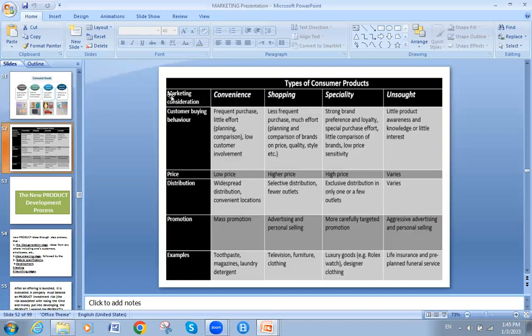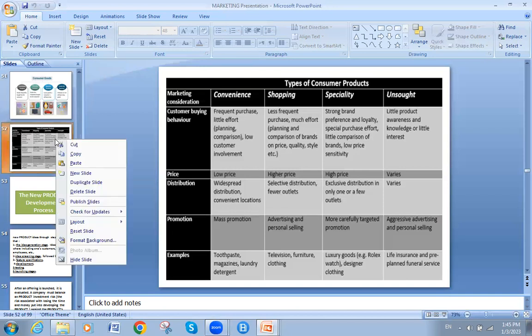Here you see the examples. Convenience goods are toothpaste, magazines, and laundry detergents. Shopping examples are televisions, furniture, and clothing. Specialty goods are luxurious goods, like the Rolex watch, designer clothing, or a Rolls-Royce car. Unsought goods are like life insurance and pre-planned funeral service. When you pay for your funeral in advance, God save you, long live, we call this unsought, which means that you don't like it, but you are forced to do it.